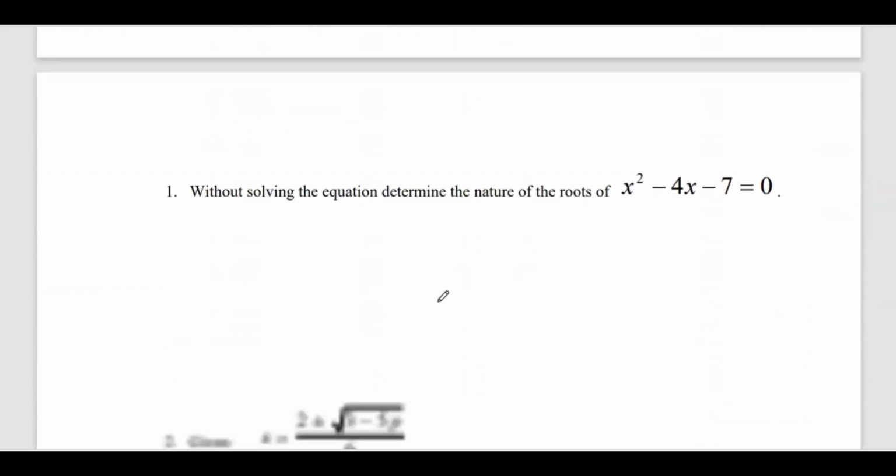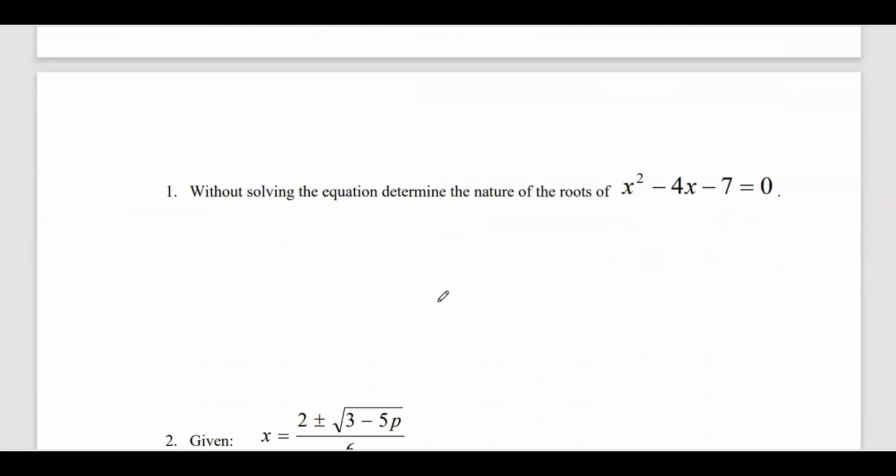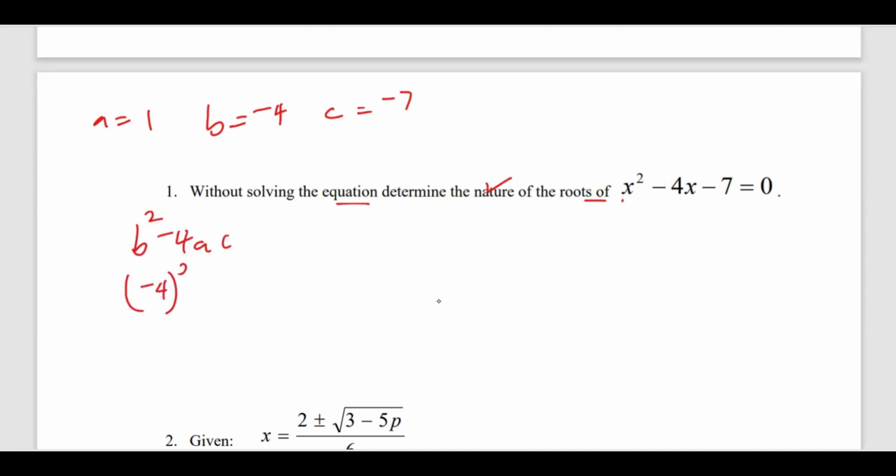All right, then the next one. Without solving the equation, determine the nature of roots. They don't want us to solve the equation, they just want us to get the nature. So let's get our a is 1, b is negative 4, c is negative 7. So we know that b squared minus 4ac: negative 4 squared minus 4, where a is 1 and c is negative 7.